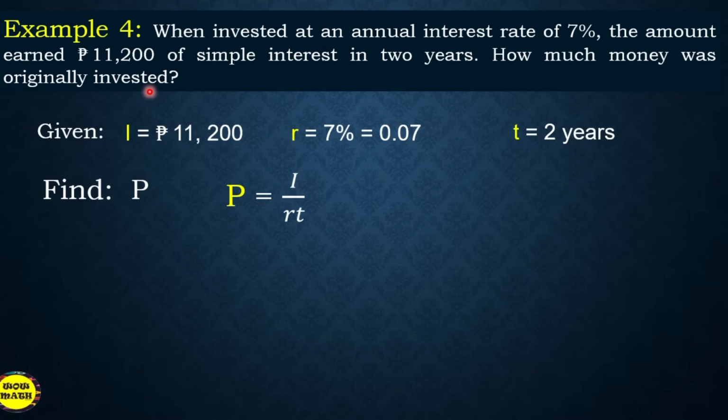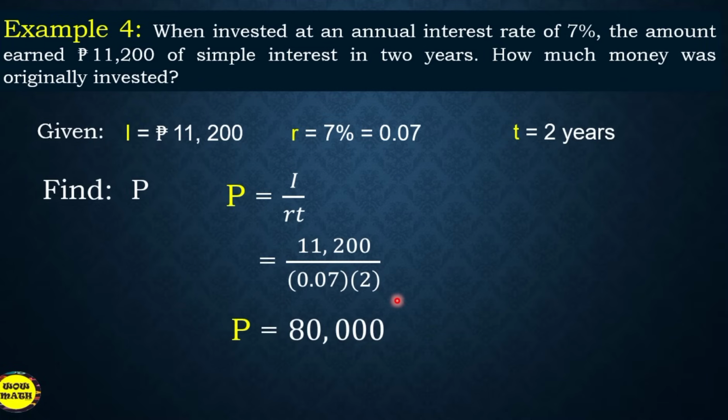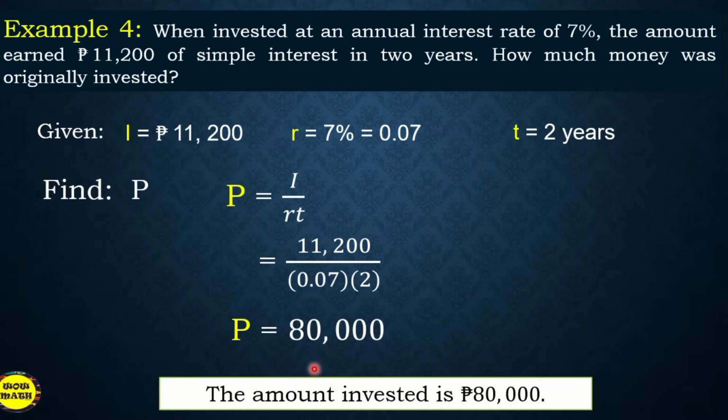So, P is equal to I over RT. We're going to use that formula. So, substitute lang natin lahat ng given values. 11,200 over 0.07 times 2. So, the principal amount is 80,000. Ibig sabihin, the amount invested is 80,000 pesos.